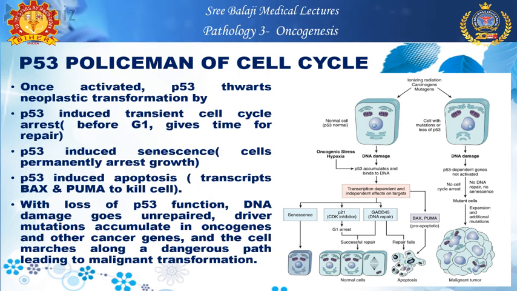So what is P53, also called the policeman of the cell cycle or the guardian of the genome? Once activated, P53 thwarts the neoplastic transformation by causing a transient cell cycle arrest. It induces senescence, where the cells are permanently arrested, and it also induces apoptosis by transcripts called BAX and PUMA to kill the cell. With loss of P53 function, DNA damage goes unrepaired, mutations accumulate in the oncogenes and other cancer genes, and the cell marches along a dangerous path leading to malignant transformation.